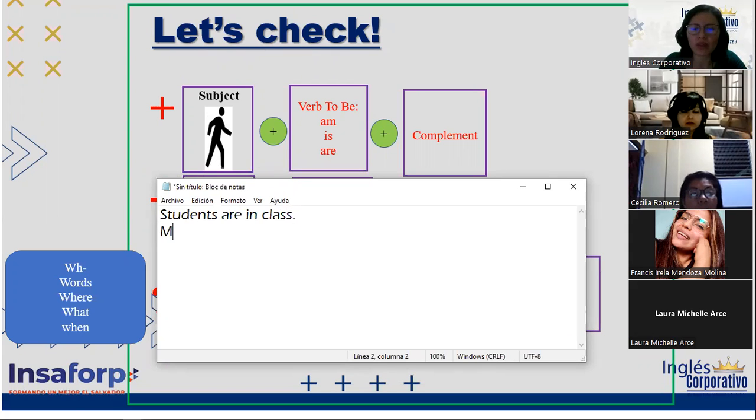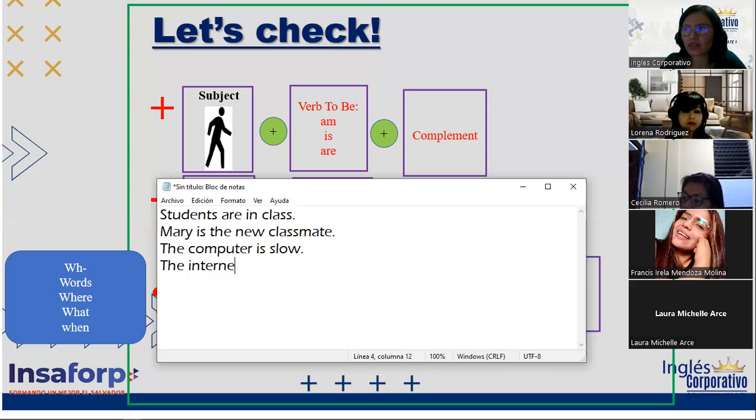Or I can say, Mary is the new classmate. Okay. Mary is the new classmate. Or I can say, the computer is slow, right? The computer is slow. The internet connection is unstable, right? No es estable, okay?